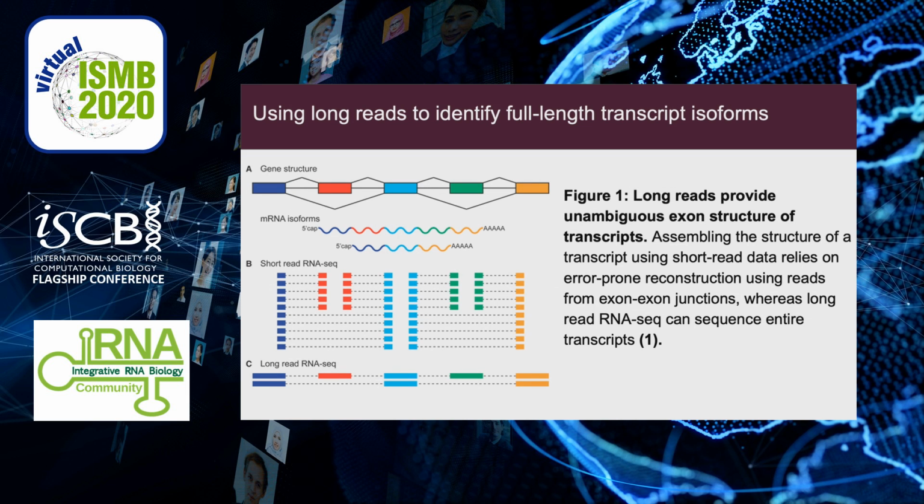As you know, genes often contain multiple transcript isoforms such as these ones. Short-read sequencing data relies on error-prone transcript assembly that cannot unambiguously resolve the entire transcript's sequence. Long reads circumvent the issue of assembly by sequencing through the entire transcript, which is important because differences in transcript structure can lead to functional impacts such as coding sequence changes or regulatory differences in the UTRs.